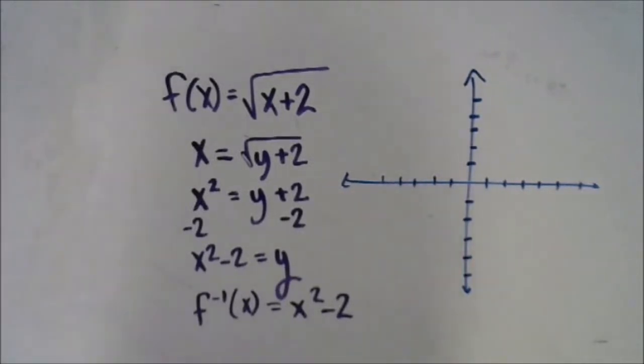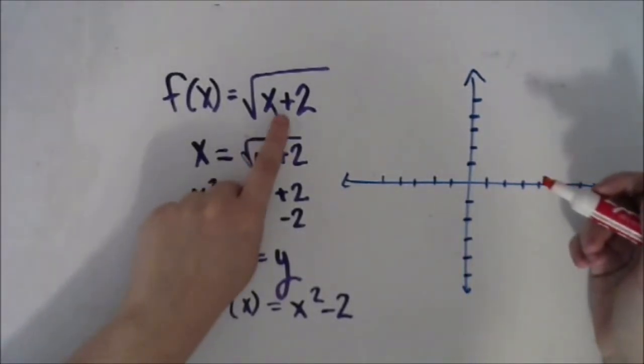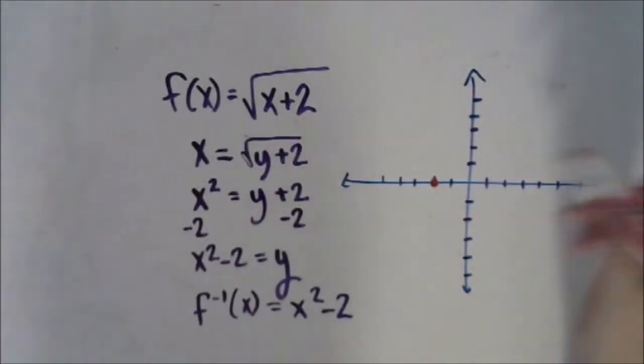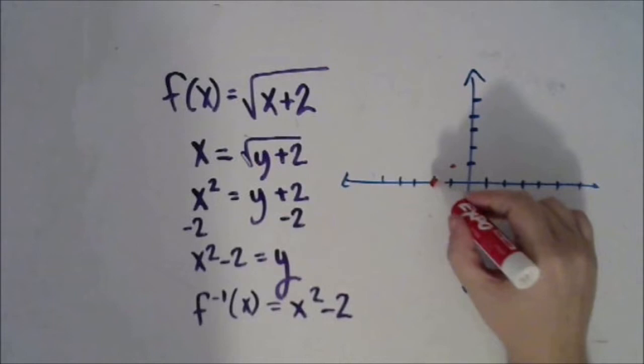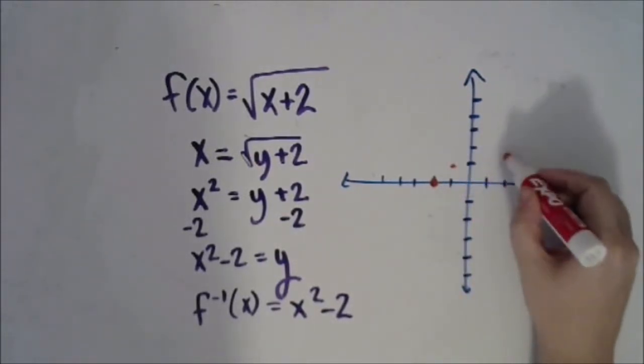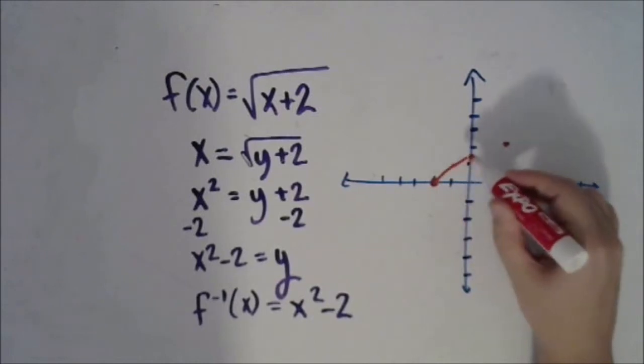So let's start with the square root. This square root function has been shifted to the left 2 units, and the square root function has a 1, 1 and a 4, 2 type of pattern. Right there.